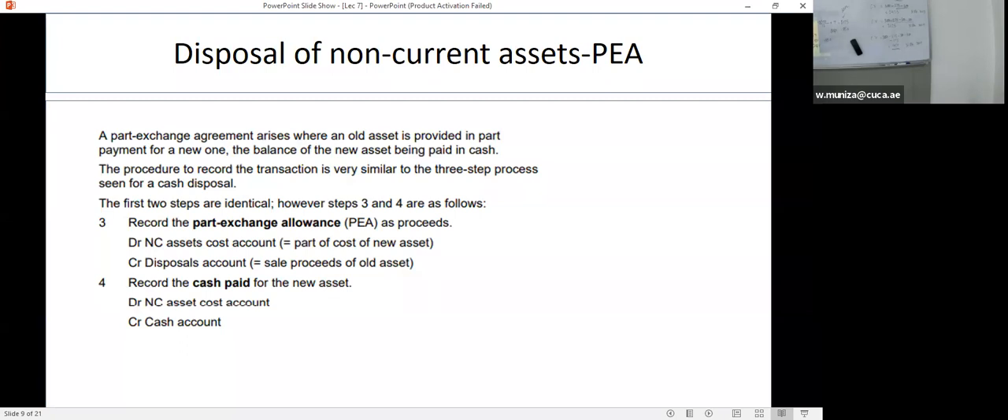Part of the cost of the new asset. That is the sale proceeds of the old asset. But the remaining amount has to be given in cash. For the remaining amount which we are going to pay in cash, this accounting entry is going to be passed: debit non-current asset cost account, credit cash. When we partly exchange an asset, two extra accounting entries are passed. One for the part exchange, one for the remaining cash consideration we pay. The entry for the part exchange transaction is debit non-current asset cost account, credit disposal account. The entry for the remaining cash consideration is debit non-current asset cost account, credit cash. Clear?